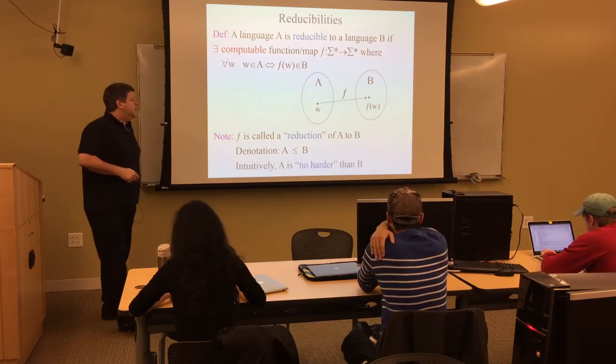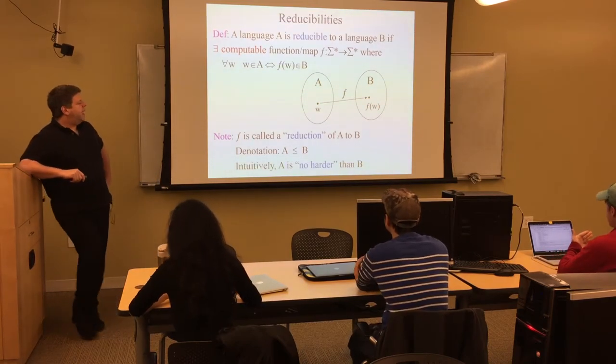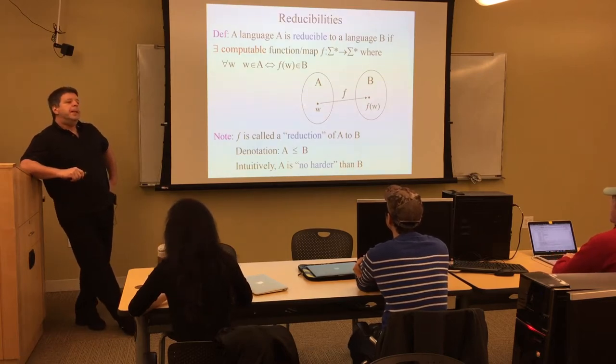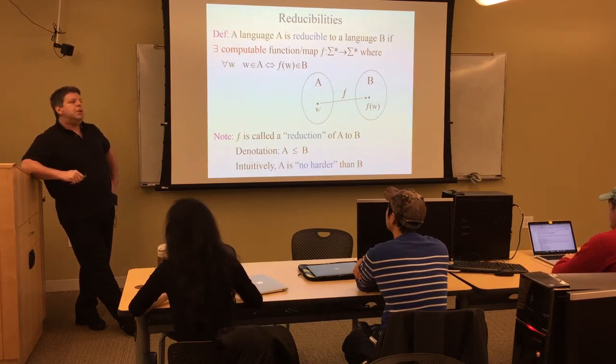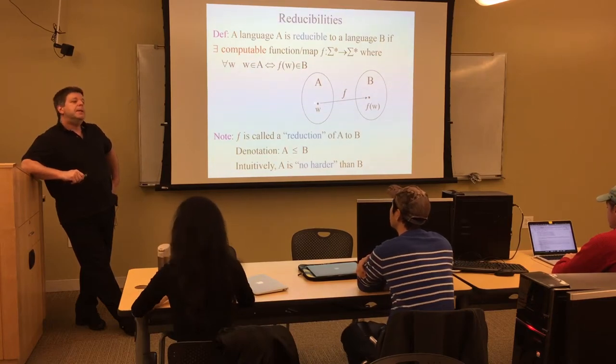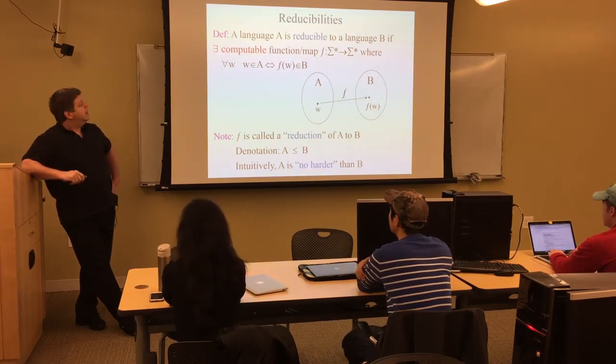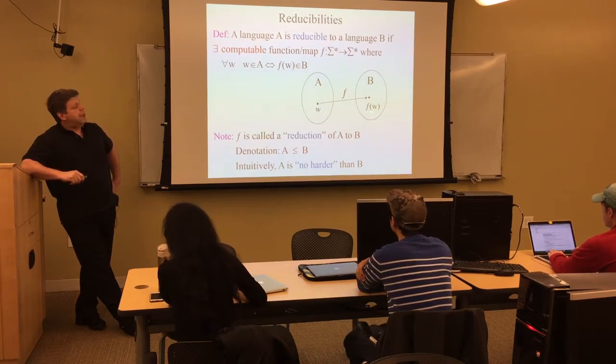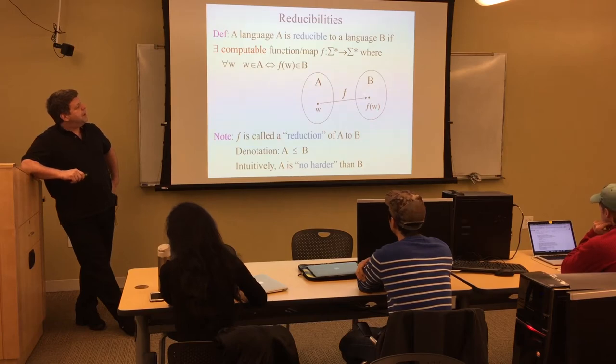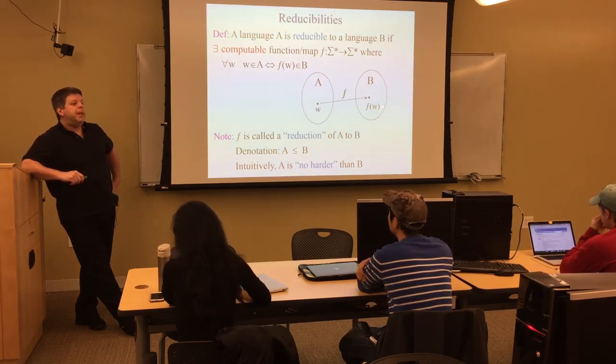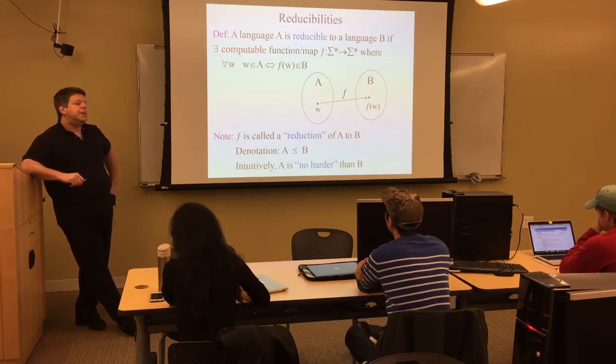Okay. So in some sense, what we're saying is that A is no harder than B to compute. Because if you're trying to compute membership in A and you don't know how to do it, but F is computable and you can compute that, then in order to see if W is in A, map W to B through F, get F of W, and then ask whether F of W is in B. And F of W is in B if and only if W was in A, and vice versa.